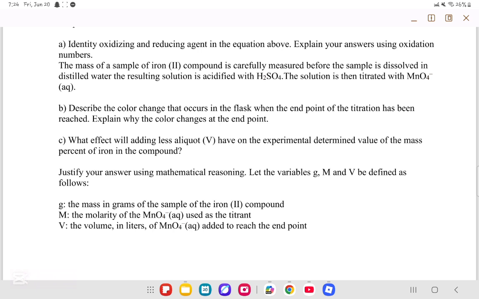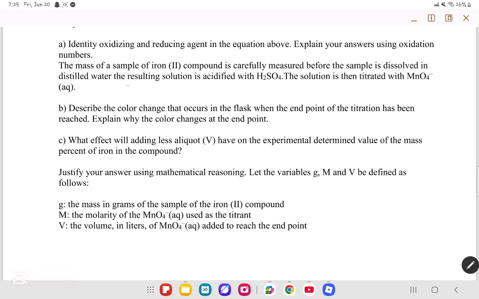Why is that? That is because the volume is too small, right? So if the volume is too small, then that means the number of moles of MnO4- is too small, and the number of moles of Fe2+ is also too small. So that's why there will be a decrease in the mass. Okay, so they want us to justify your answer using mathematical reasoning.